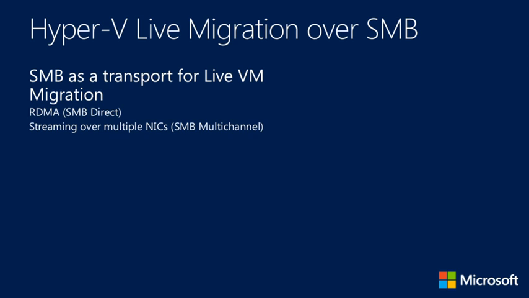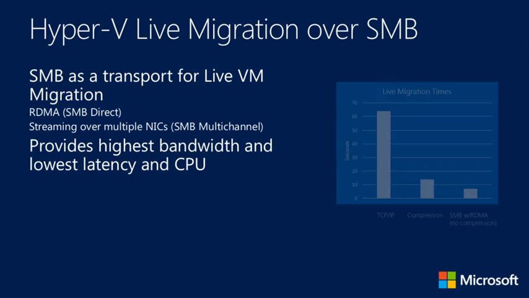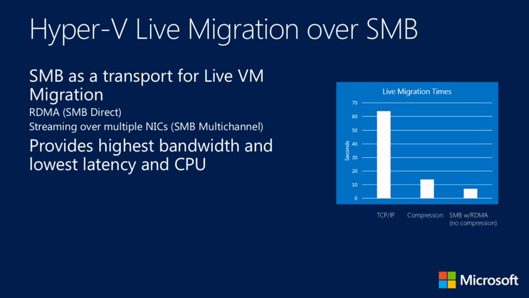SMB is now the preferred transport for doing live migrations. Using SMB Direct or SMB multi-channel, super high bandwidth, super low latency, and no CPU overhead. When you do live migration the old-fashioned way, with TCP, there's a time of 60 seconds for whatever that was to fail over, right? With compression in Hyper-V, it's much, much faster, but the CPU overhead is really quite high on the hypervisor. With SMB with RDMA, it's still faster, and there's no overhead. It's the no-lose situation.